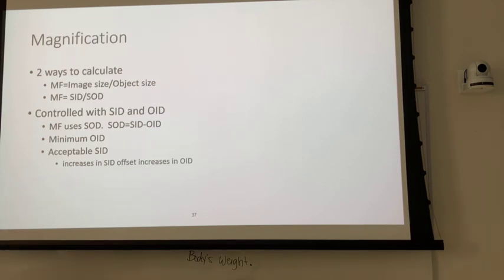Okay? So how we control that is with SID and OID. We want to use as low an OID as possible and as practical of an SID as possible. So 40 inches is okay for a lot of things. It would be impractical to shoot everything at 72 inches. You couldn't get the height in most rooms to get 72 inches for table exams. You'd have to put the patient down in a hole just to reach the tube.